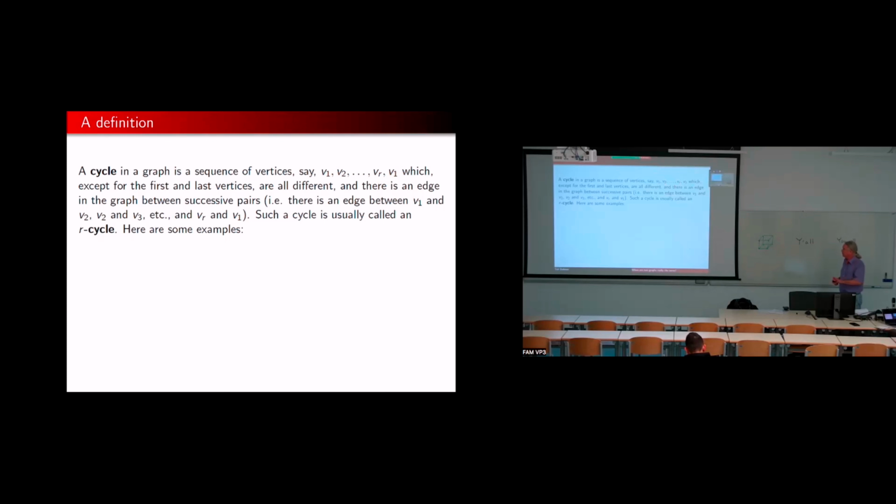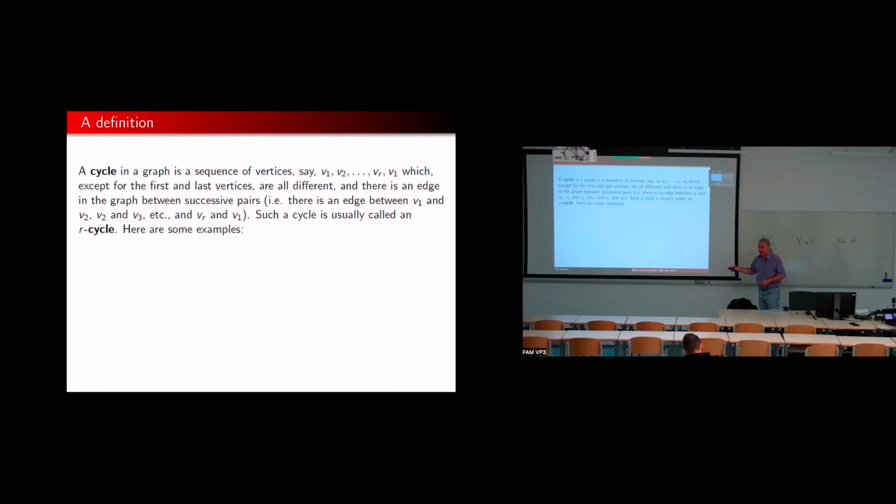The second feature is that if you look at successive vertices in this sequence, V1, V2, that's going to tell us if it's a cycle that the edge V1, V2 is an edge of the graph. And then there's an edge from V2 to V3, an edge from V3 to V4. And then finally at the end, there's going to be an edge between VR and V1. Usually these cycles are called R cycles, and notice that the R is right there.